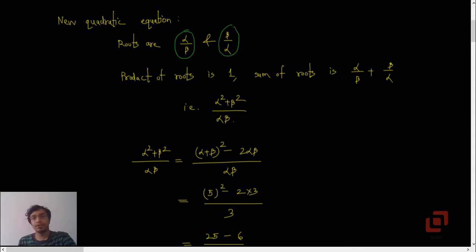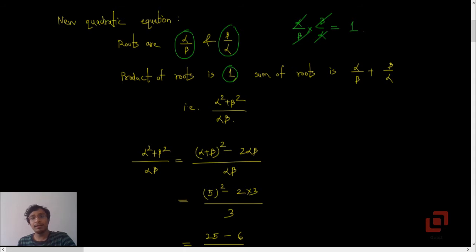Yes, so can we now find the product of these two roots? Simple. The roots are alpha by beta and beta by alpha, so their product will be equal to 1. Beta beta, alpha alpha will get cancelled, so the product is equal to 1.